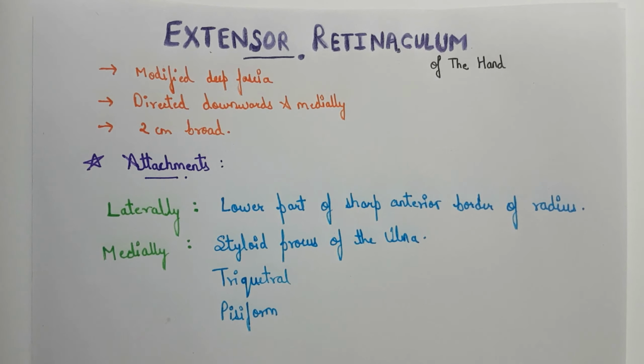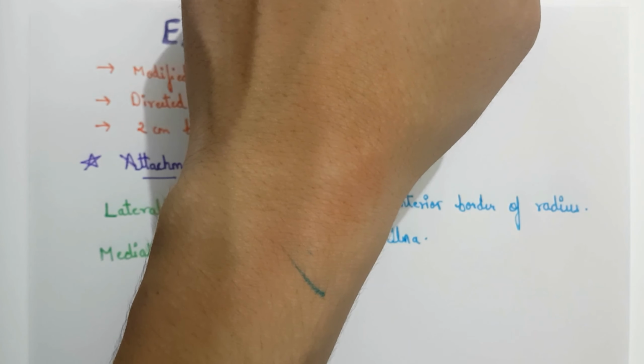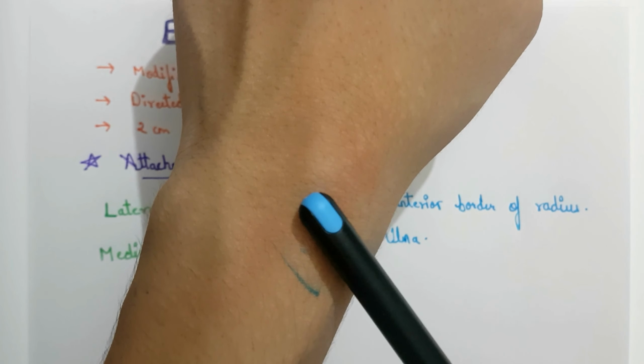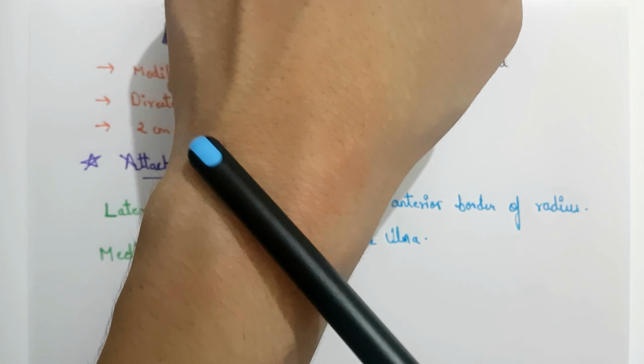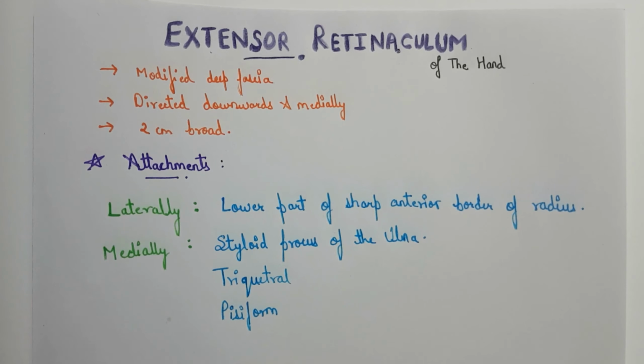Extensor retinaculum is a modified deep fascia present on the posterior aspect of the wrist. It is directed downwards and medially, on the posterior aspect of the wrist, and it is around 2 cm broad. Extensor retinaculum holds the tendons of the extensor muscles of the back of the forearm.